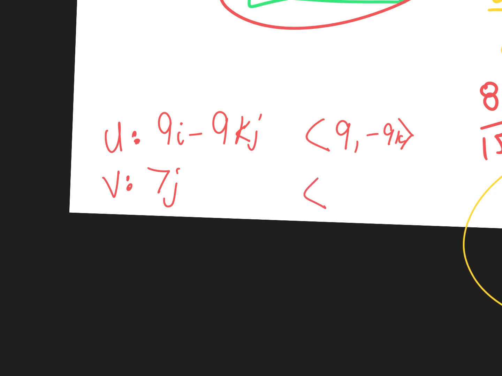And then your second one, what's your i value? There isn't one, so it's 0, good. And then your j is 7. So if there is not a letter, it's a 0. If it's just the letter by itself, it's a 1 or a negative 1, whichever sign goes in front. Good question. Thank you.